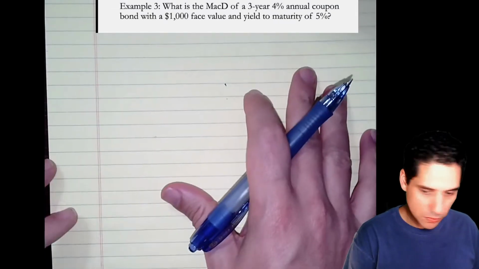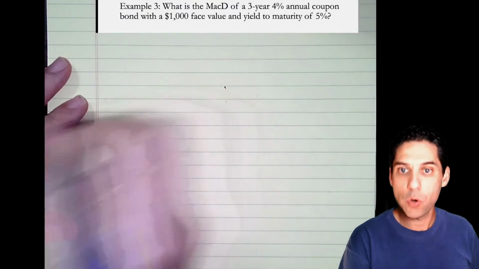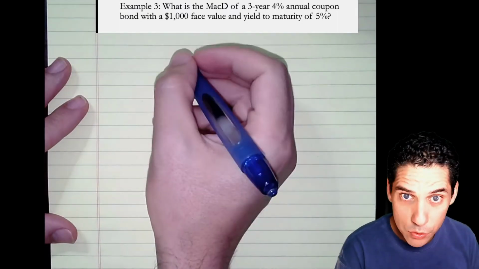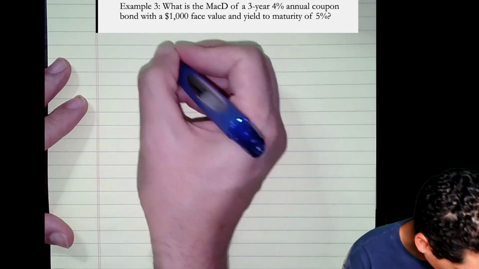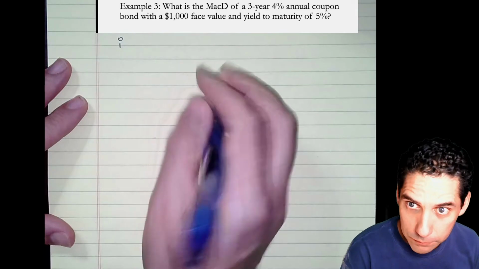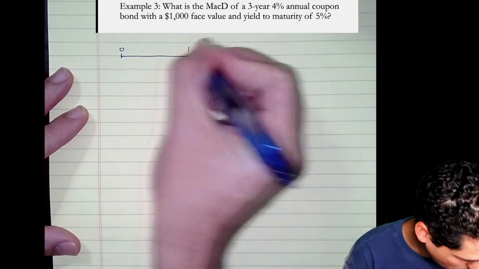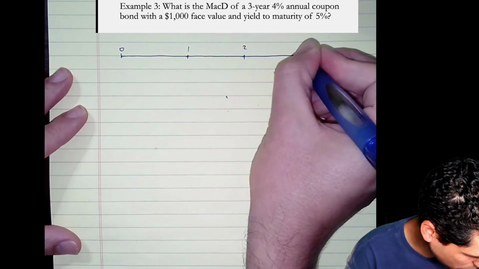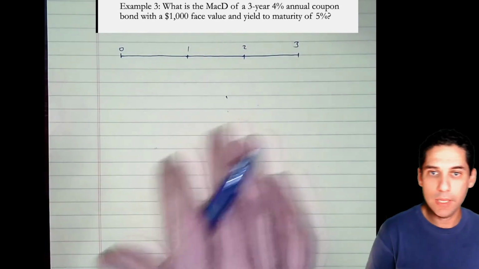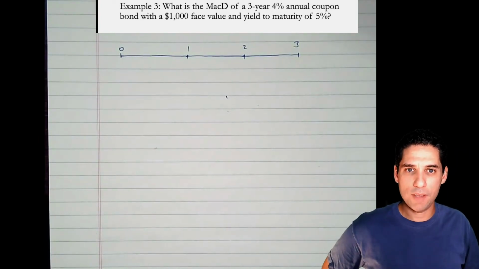So let's do this on paper. The first step is going to be drawing the timeline. So we have a 3-year 4% annual coupon bond. Zero, 1, 2, and 3. And 4% annual coupon bond with $1,000 face value.